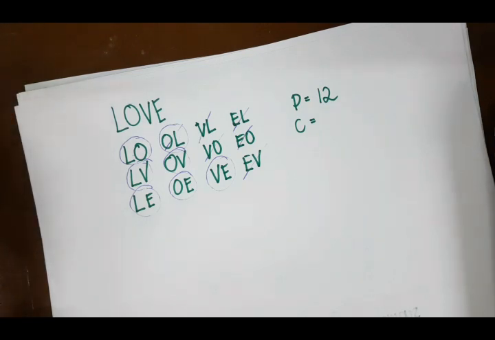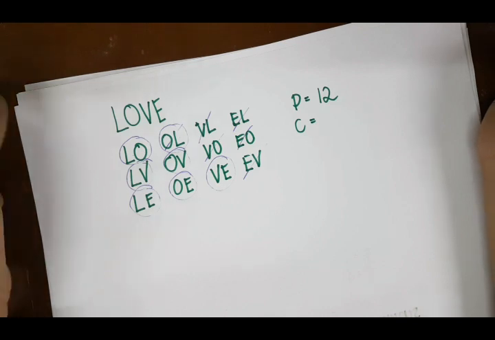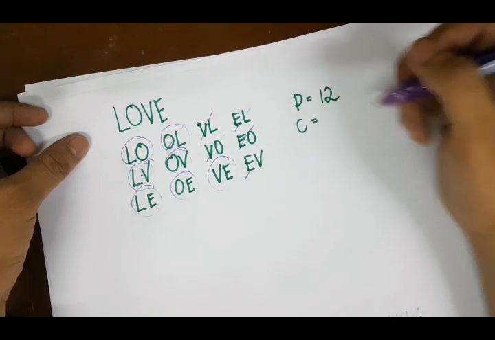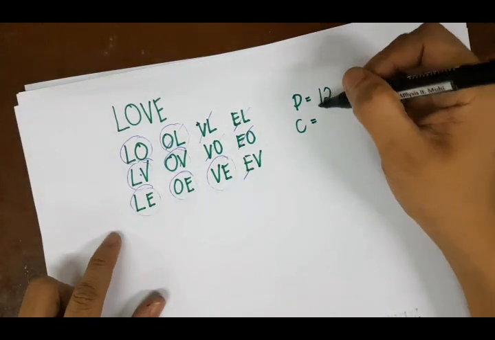Okay? So under combinations, how many ways can we form 2 out of 4? So there are 1, 2, 3, 4, 5, 6. So there are 6 ways.